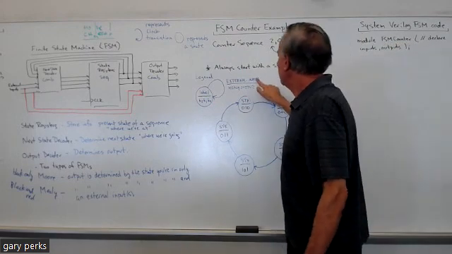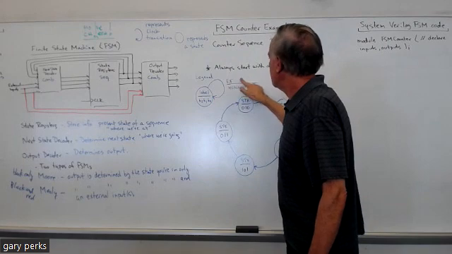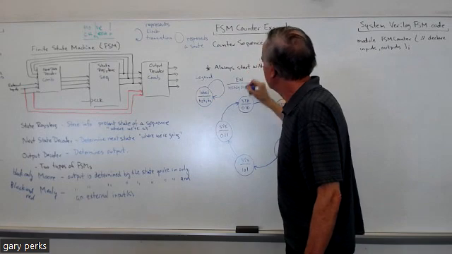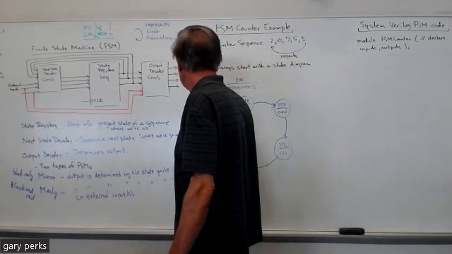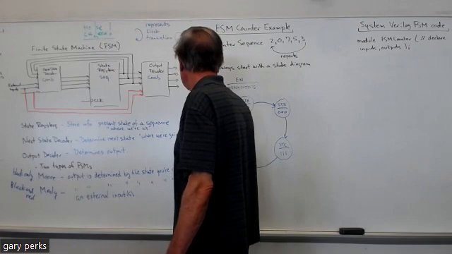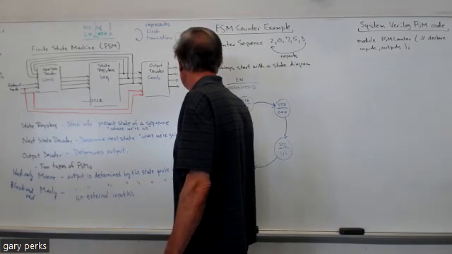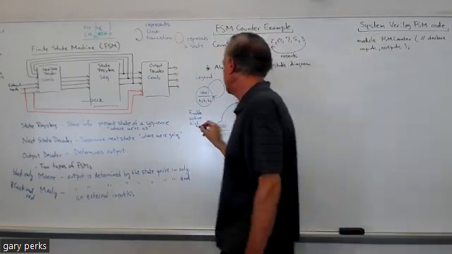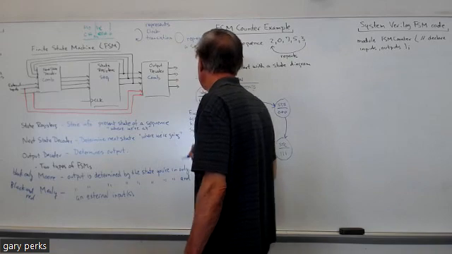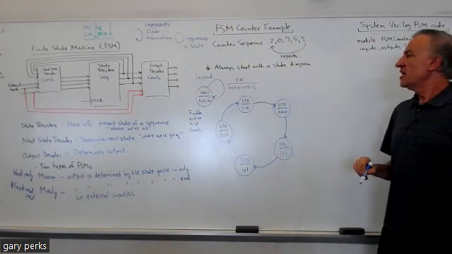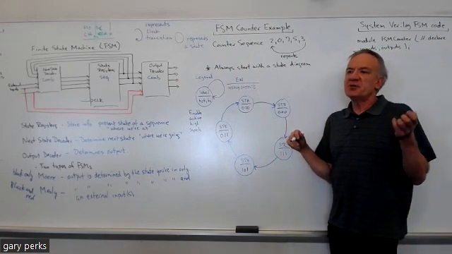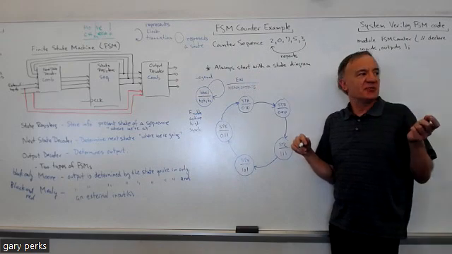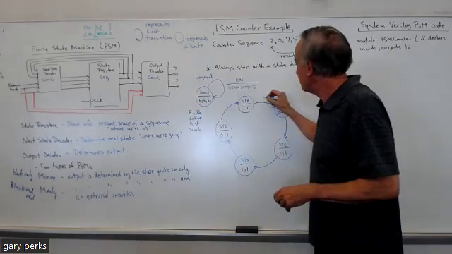Okay, now I'm going to add an external input. I'm going to design this such that if the enable is active, I'm going to go to the next state. If enable is not active, I'm just going to stay in the state I'm in. So enable is active.